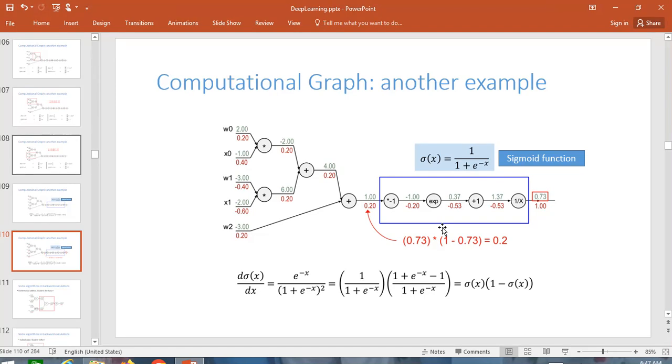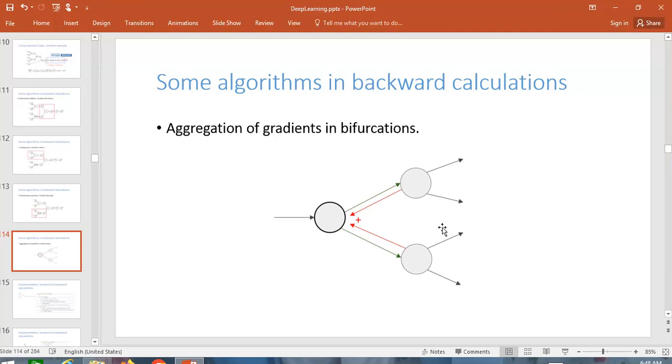There is another pattern that is the accumulation of gradients in branches. In the forward stage, the output of this node has gone to two other nodes at the same green arrows. In the backward stage, we want to see how much and how the output of this node is affected by the branching nodes. This output is affected by both nodes, so we must use the plus sign.